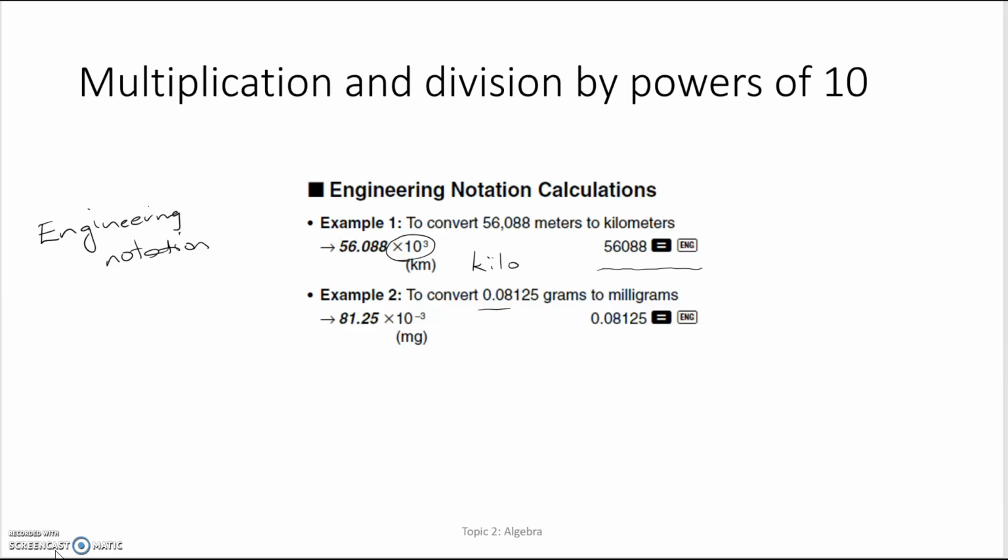If we take 0.08125 kilograms, we want to convert them to grams, again we're going to use the engineering button, and it gives us an answer of 81.25 times 10 to the power of negative 3. Well, 10 to the negative 3 corresponds to milli, so we know then we're working in milligrams. So you can use your calculator to convert units.